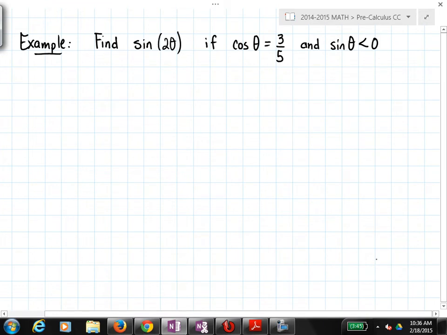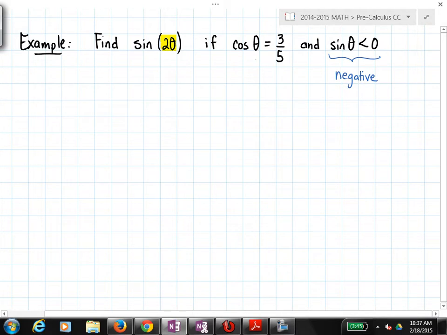Find sine of 2 theta if cosine of theta is equal to 3/5, sine of theta is less than 0. Right, so let's make sure that we look for one, that it's sine of 2 theta, not just the sine of a single theta. And also over here, make sure you understand this means that they want sine of theta to be negative. So it's going to eliminate a few of the quadrants for us.